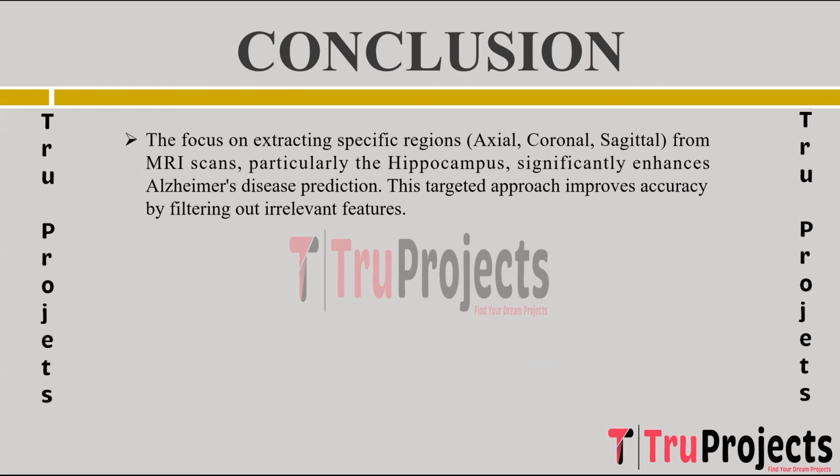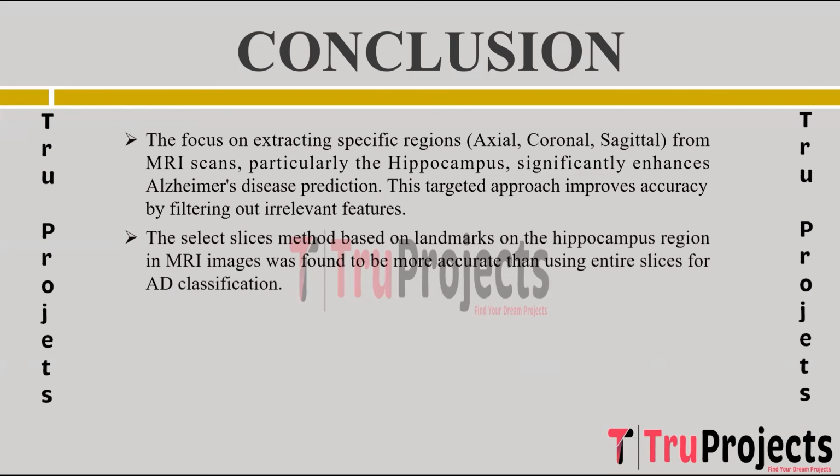The conclusion of the project is that targeting specific regions of MRI scans, notably the hippocampus, amplifies the accuracy of Alzheimer's disease prediction. By extracting these select slices, the model can disregard irrelevant features present in the entire image, refining its predictive capacity. The method of selecting slices based on landmarks in the hippocampus region outperforms the utilization of entire slices for Alzheimer's disease classification. By pinpointing and extracting these crucial segments, the model gains higher accuracy due to a reduction in irrelevant or non-contributing information.